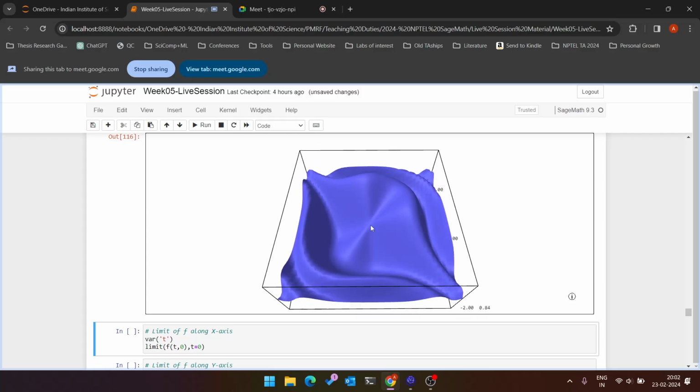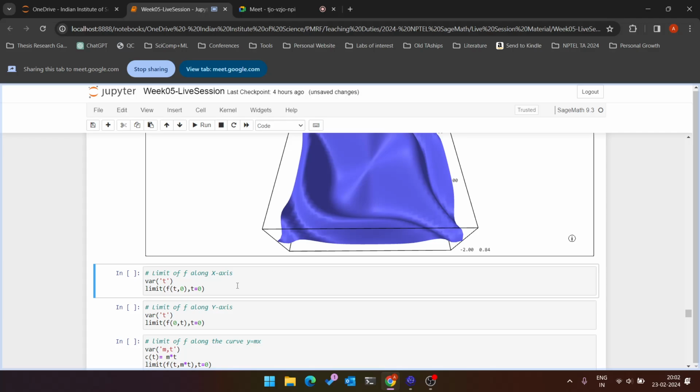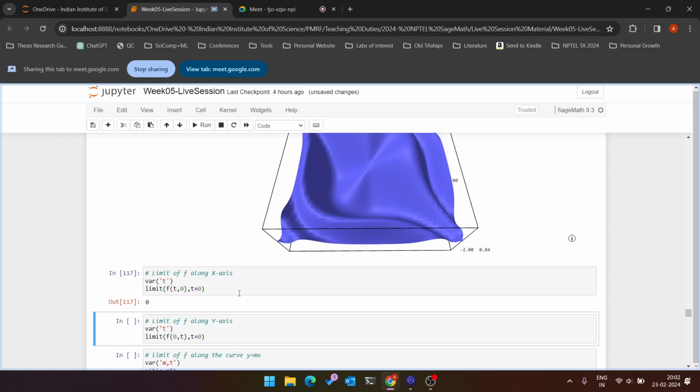We can approach the origin from the x-axis. We can approach it from y-axis or any other straight line passing through origin. So if we approach it along the x-axis, we basically specify a new variable t, calculate the function at y equals 0, which is f of t comma 0, and then we apply the limit t going to 0. So our function looks like this. Our limit comes out to be 0.